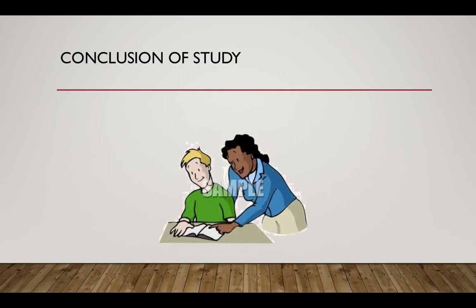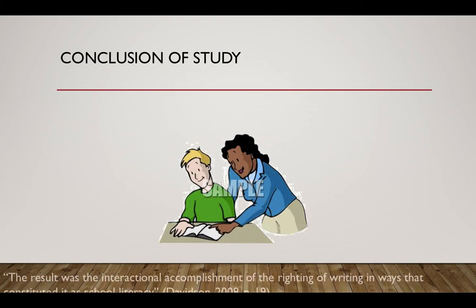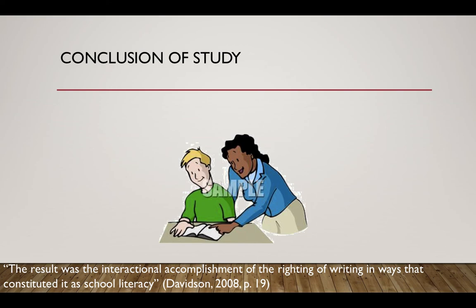In conclusion, the importance of this study of independent writing is its delineation and description of social organization of interaction during individual activity. Talking about errors in text was shown to be shaped by the teacher's orientation to correction. In turn, this orientation can be linked to an instructional goal whereby students were able to learn about written language by working out their mistakes. Talk was organized to achieve this. The result was the interactional accomplishment of the writing of writing in ways that constituted it as school literacy.